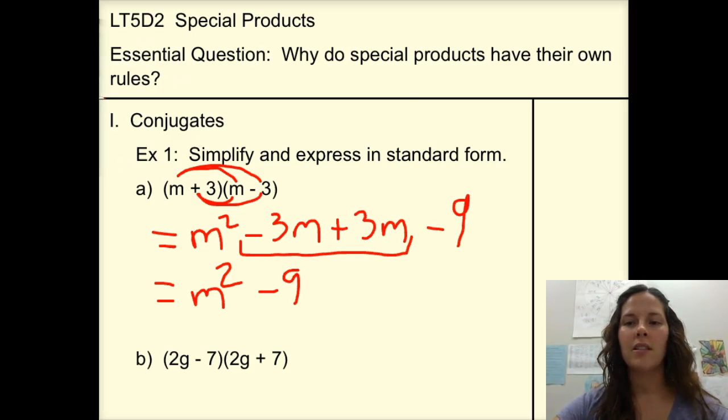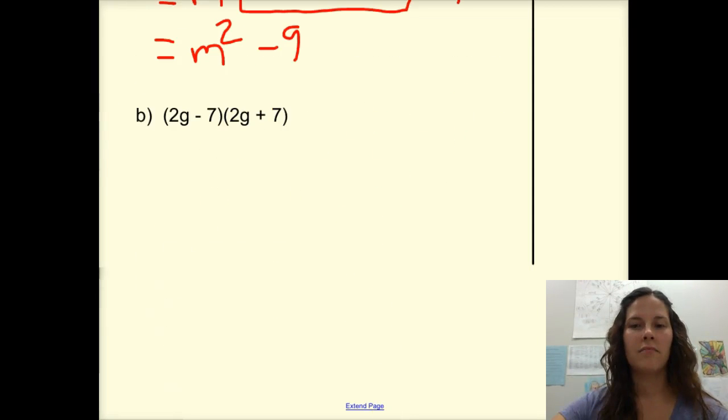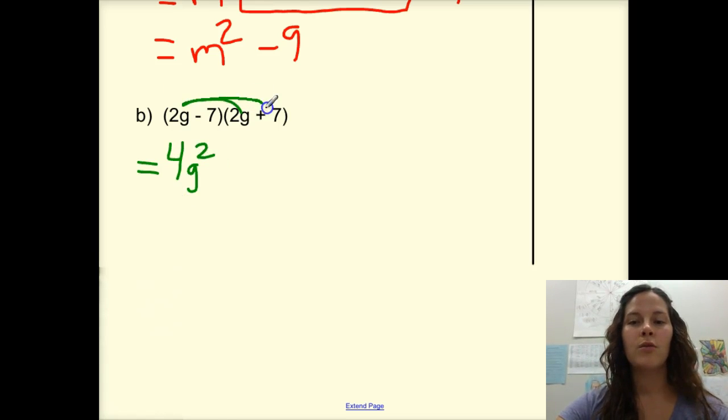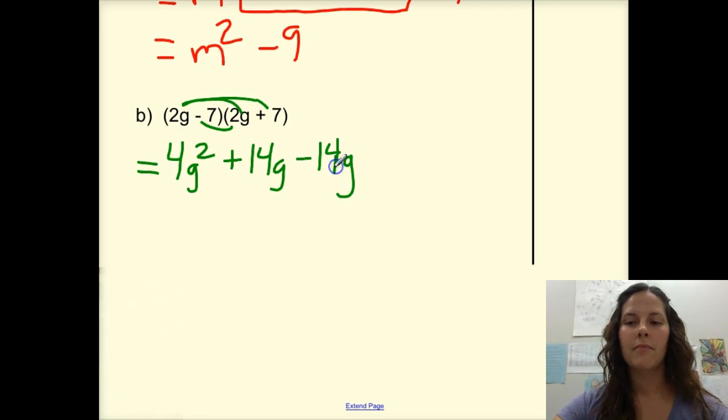Let's see what happens on the next one, and then we'll talk about the shortcut for conjugates. Starting off again with our distribution, we're going to distribute that 2g to 2g, multiply the coefficients as well as the variable. So 2 times 2 gives us 4, and g times g gives us g squared. 2g times 7 is a positive 14g. The 2 times 7 gives us the 14. Doing that again, the negative 7 times 2 gives us a negative 14g. And the negative 7 times positive 7 gives us a negative 49.